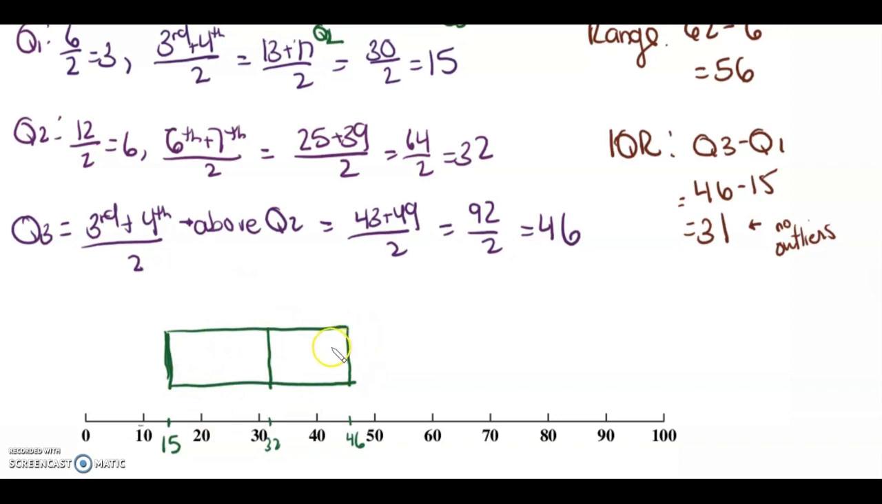And now our whiskers, we're going to do the lowest number. And I mean, we have the range right here, 62 and 6. So the lowest number is going to be 6. So we're going to draw a whisker down to 6. And the highest number is 62, which is right here. So we're going to draw a whisker all the way up to 62. Okay. And this is our box and whisker plot.